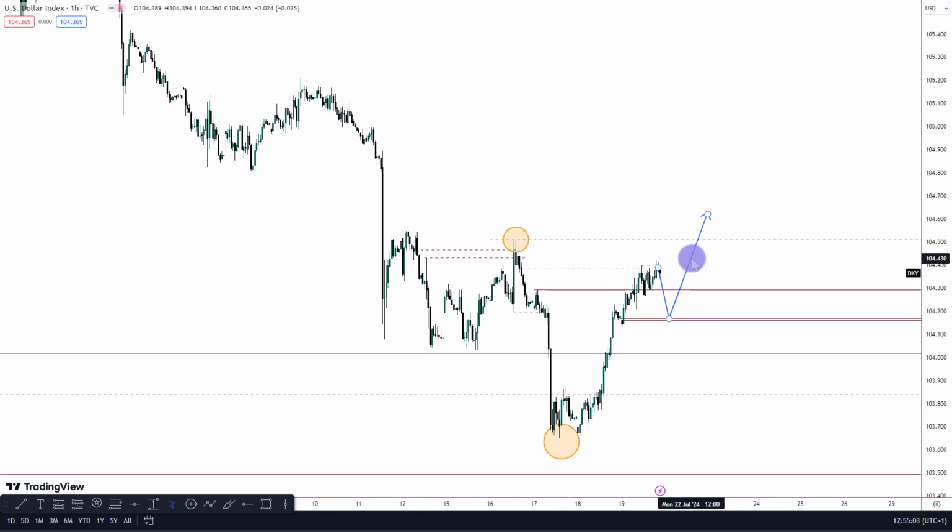All right, guys, this is my anticipation for the dollar. Until the dollar is ready, we are not interested in buying or selling any foreign currency.